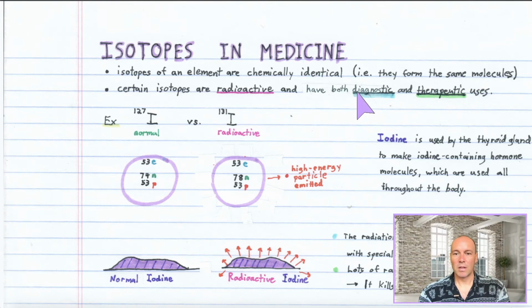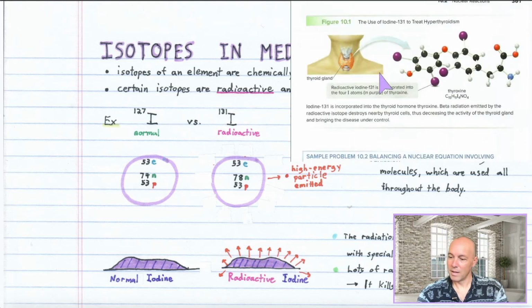This radiation can be used in medical diagnostics and also medical therapeutics. So in the body, iodine is used by the thyroid gland to make certain iodine-containing hormone molecules. These are used all throughout the body. I'll show you a picture of the thyroid gland. Here it is. The thyroid gland is up here. When the brain tells it to, it makes these hormone molecules. It makes 2 different types of hormone molecules.